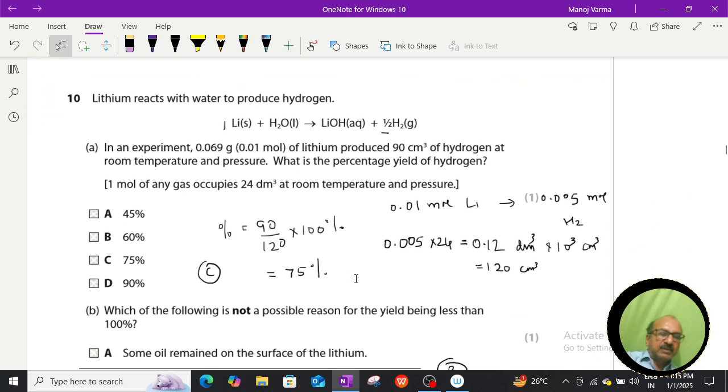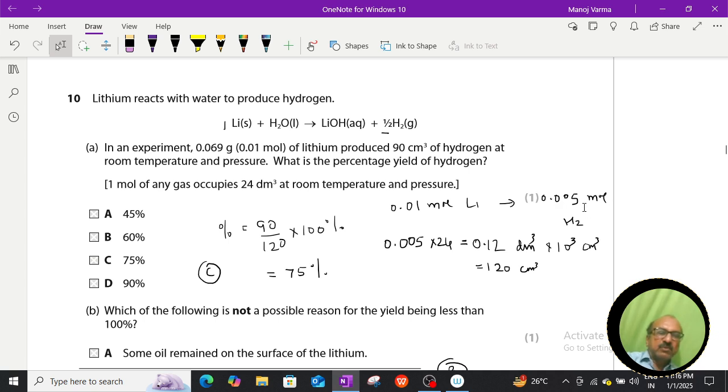Okay, and look at this question, that there is a reaction of lithium with water to give hydrogen, and in an experiment lithium produced 90 centimeter cube of hydrogen. What is the percentage yield? So first see the mole ratio. 1 mole of lithium gives you half mole of hydrogen, so 0.01 mole of lithium obviously is going to give half of that, 0.01 divided by 2, that is 0.005 mole of hydrogen.